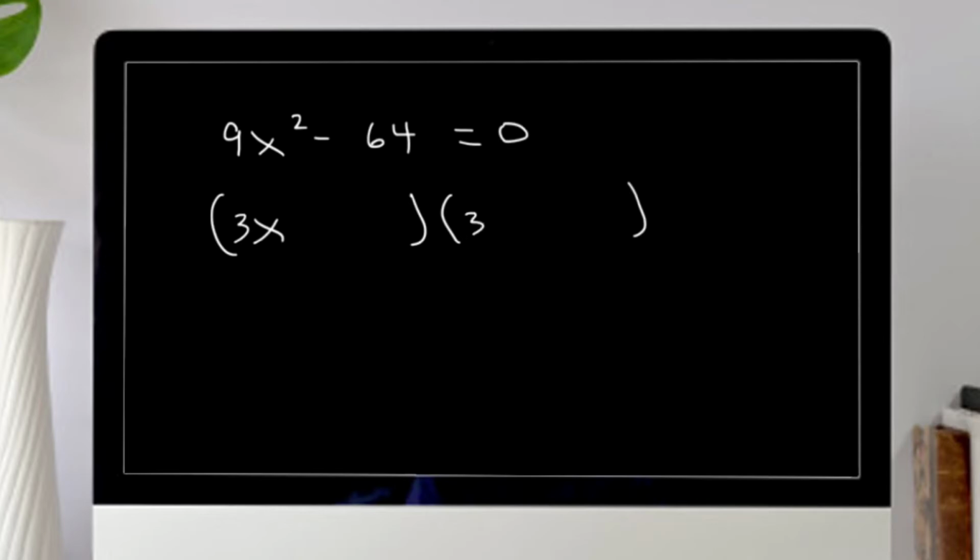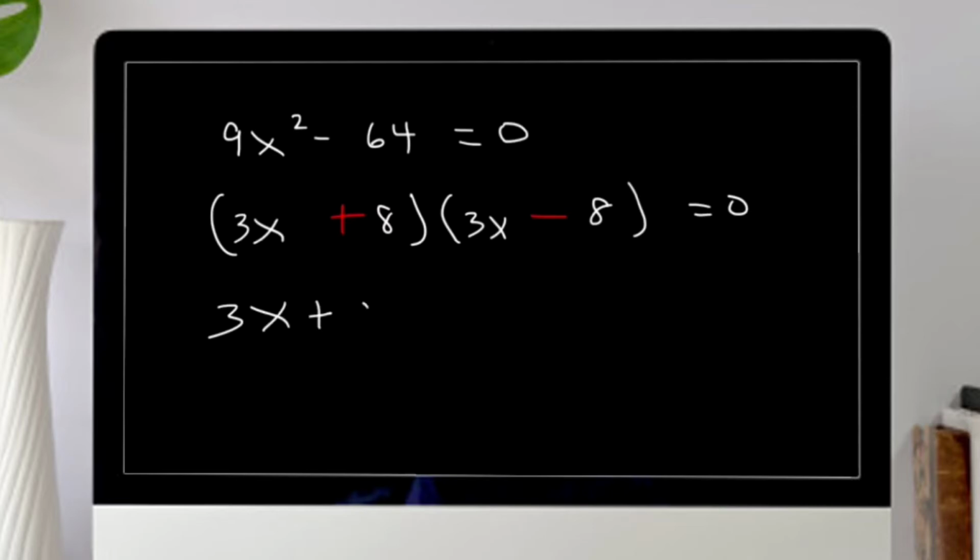Now what about this one? Let's say we have 9x squared minus 64 is equal to 0. Well, first, we can use the difference of perfect squares technique. We can square root 9 and we can square root 64. The square root of 9 is 3. The square root of x squared is x. The square root of 64 is 8. So it's going to be 3x plus 8, 3x minus 8.